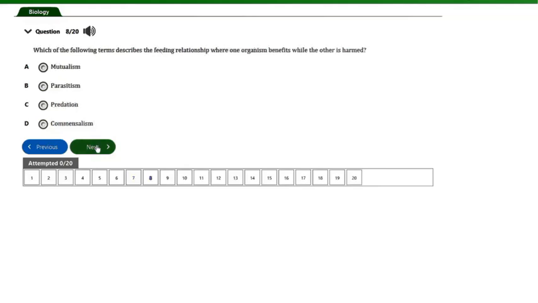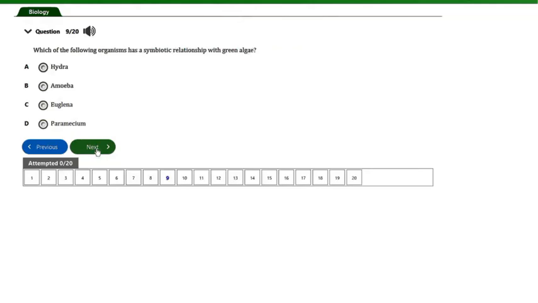So guys, let's look at the next question, and that's question number 8. It says, which of the following terms describes the feeding relationship where one organism benefits while the other is harmed? So guys, we have options: A. Mutualism, B. Parasitism, C. Predation, and D. Commensalism. So guys, in a feeding relationship where one benefits and the other is harmed, the type of relationship there is parasitism. So guys, option B is the correct answer to this question.